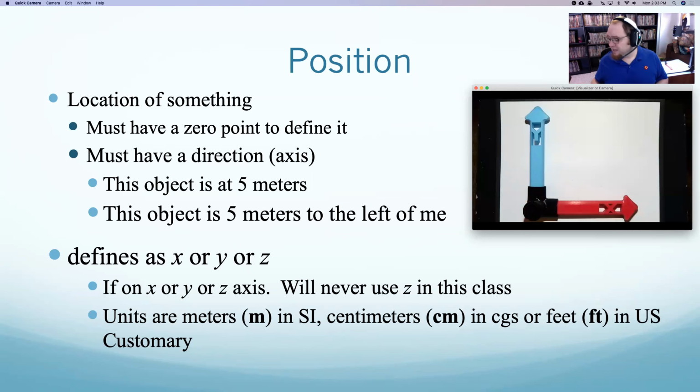If you see me say position in x or position in y, I just mean position. Position will be measured in meters, although you might sometimes see centimeters, feet, kilometers, miles, or something else, but we need to work in meters.